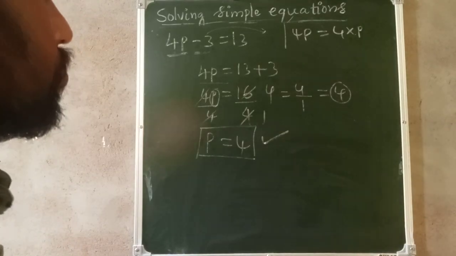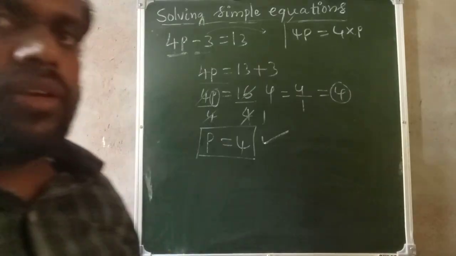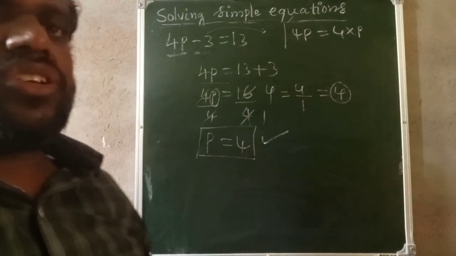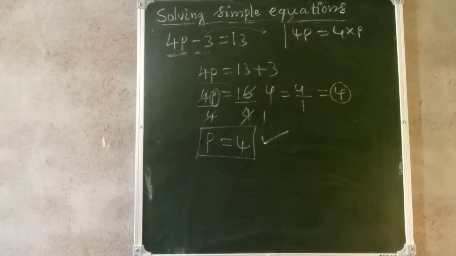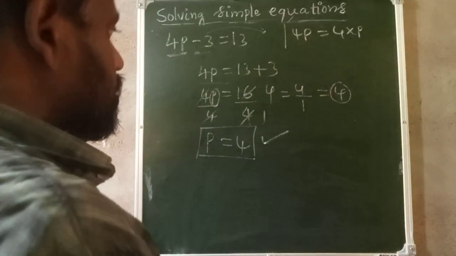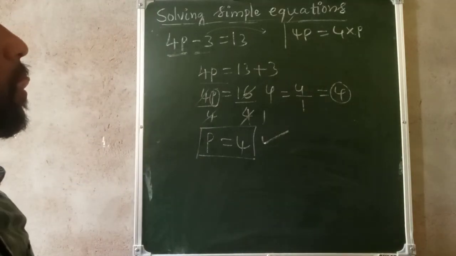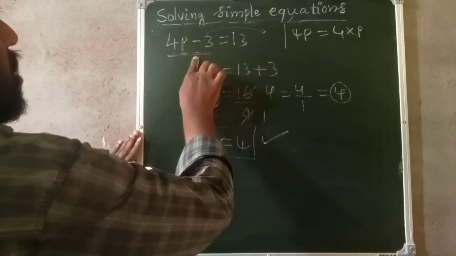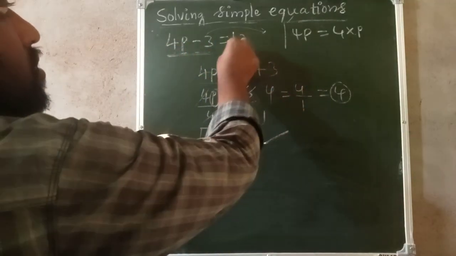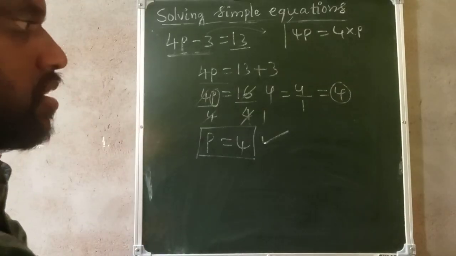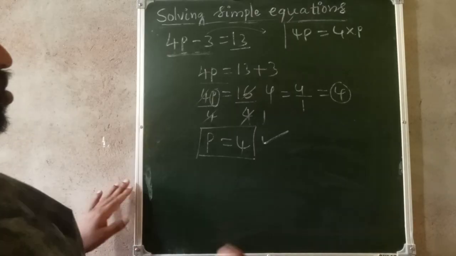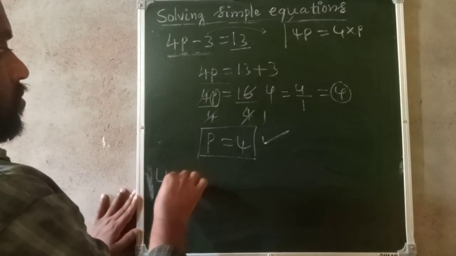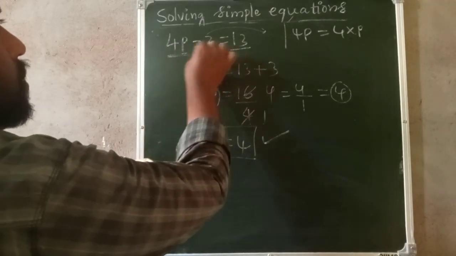Now we will check whether this answer is correct or not. So for checking, see, this is LHS, that means left hand side. This is RHS, that means right hand side. So for checking whether the answer is correct or not, first take LHS. So LHS is equal to this one, 4p minus 3.